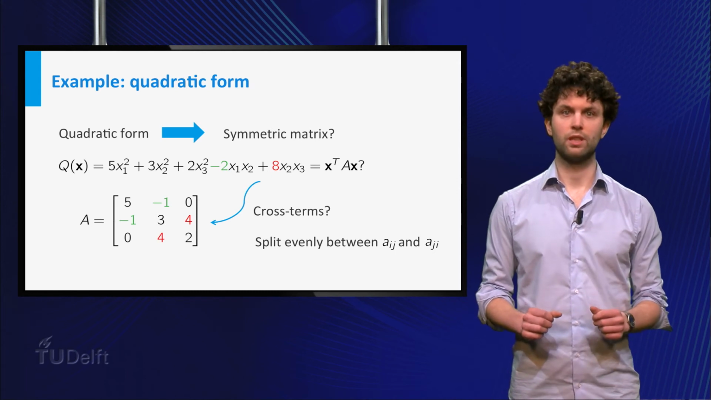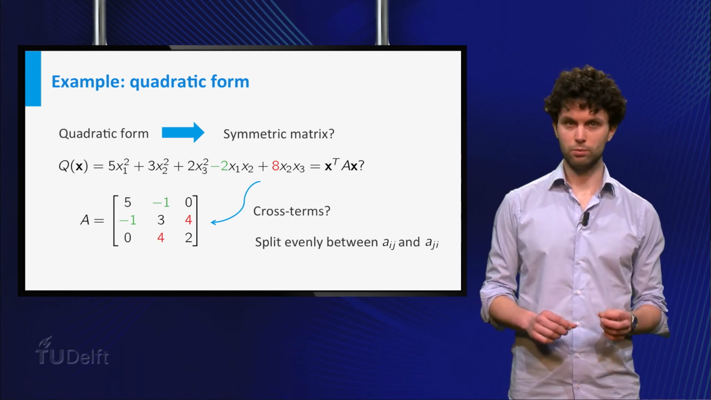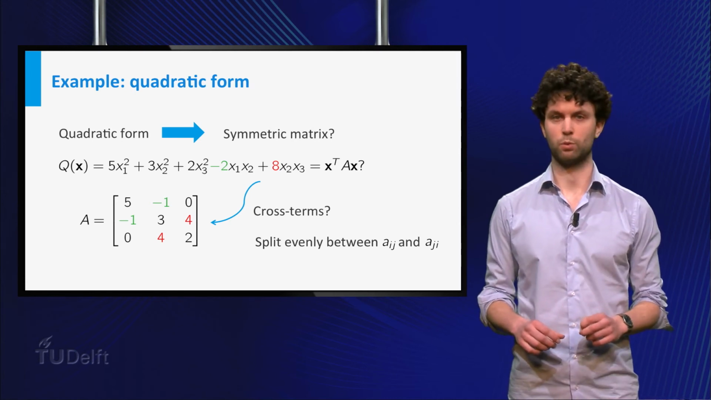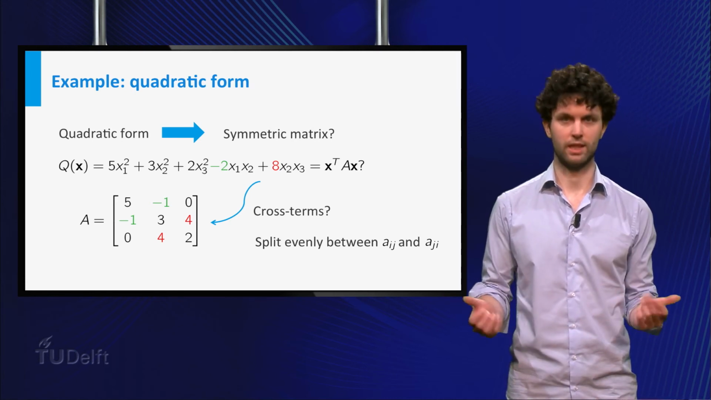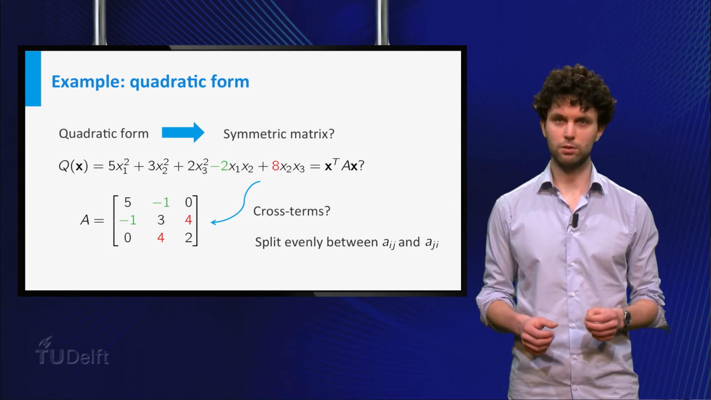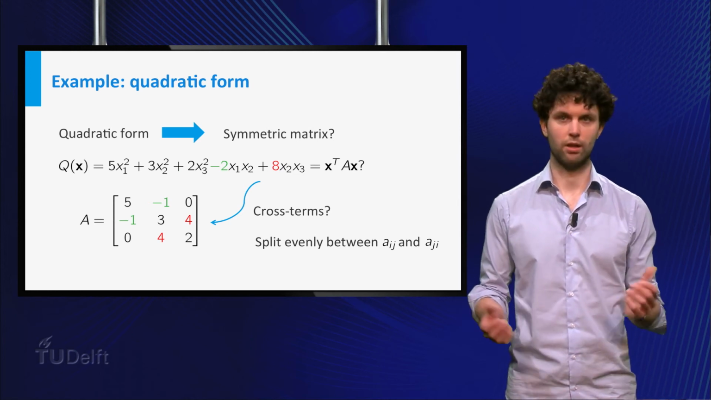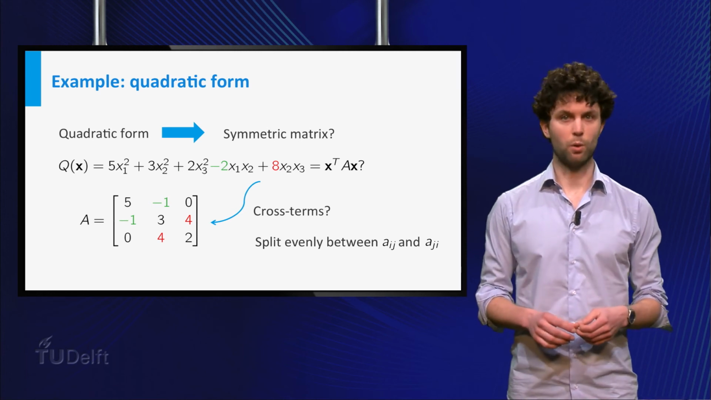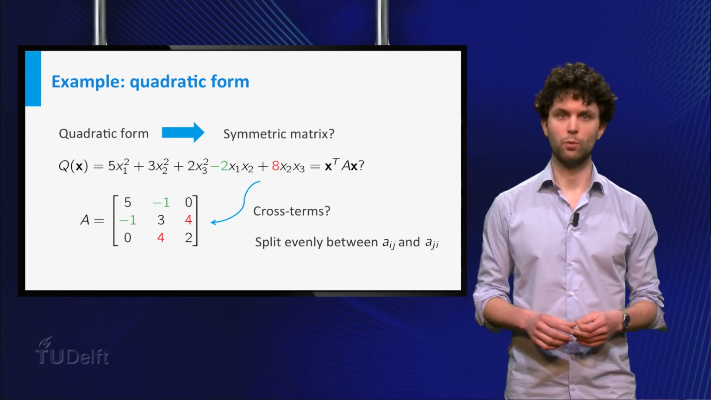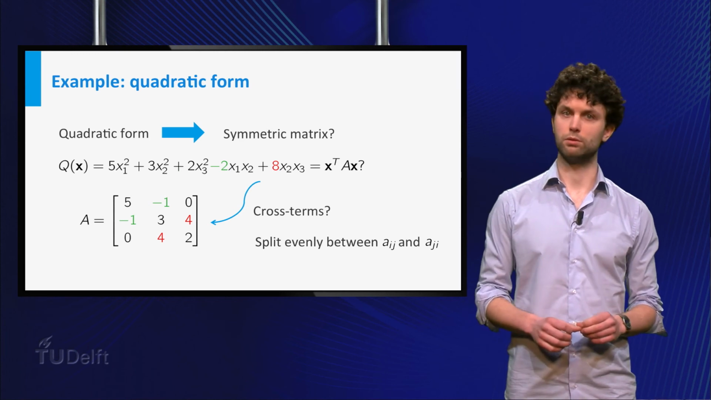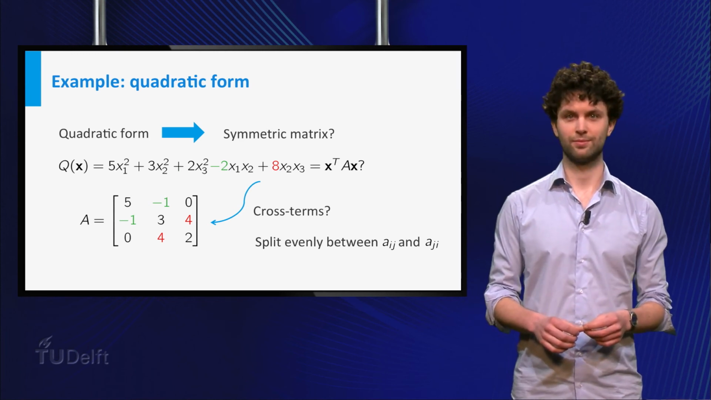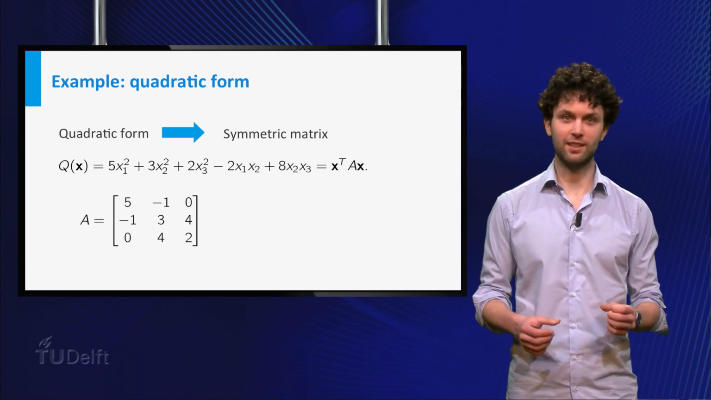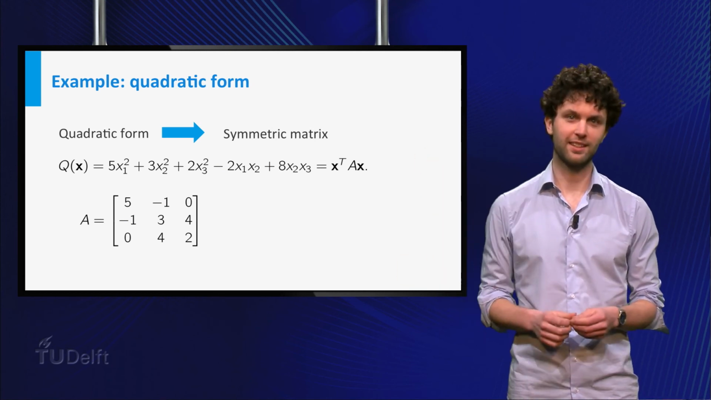For our example, you see that the coefficient minus 2 of x1, x2 results in minus 1 on entries 1, 2 and 2, 1. And the coefficient 8 of x2, x3 gives a 4 on entries 2, 3 and 3, 2. Since there's no x1, x3 cross term, we get a 0 on the 1, 3 and 3, 1 entries. This concludes the search for the symmetric matrix A. Ladies and gentlemen, we've got him.